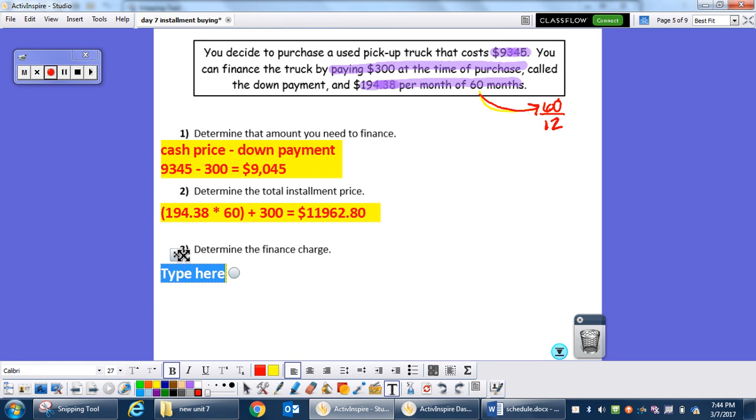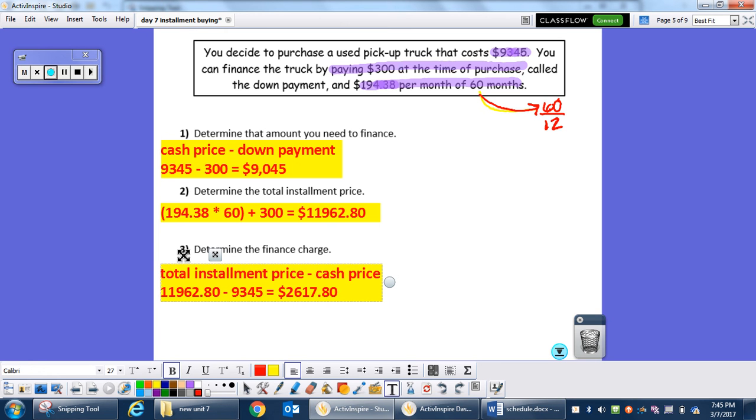And so now the finance charge is going to be the total installment price minus the cash price. And that's how much we had to pay just to borrow the money. So $11,962.80 minus the actual cost of the truck equals, I can do this in my head real quick, $2,617.80.